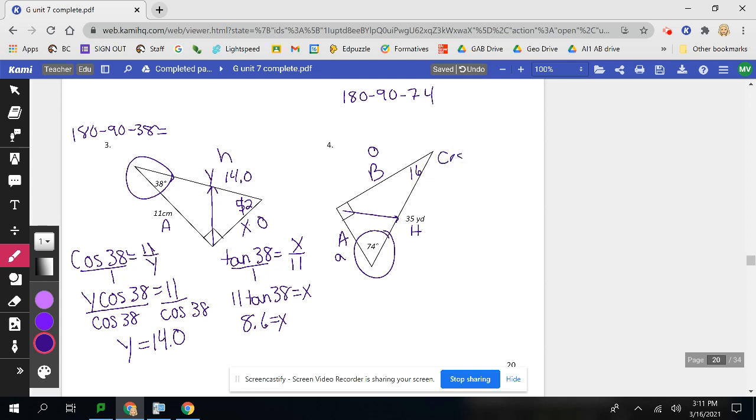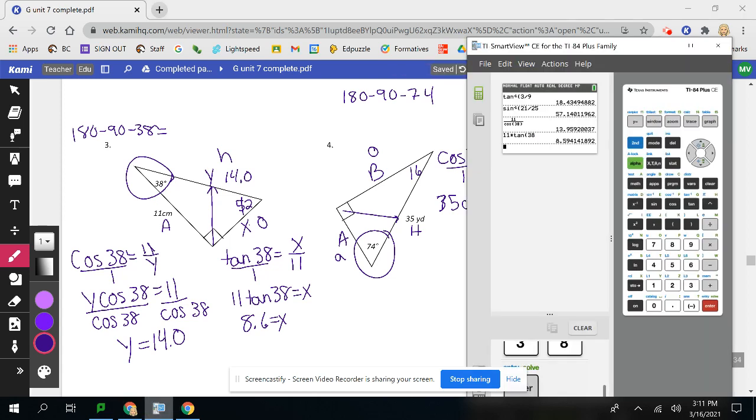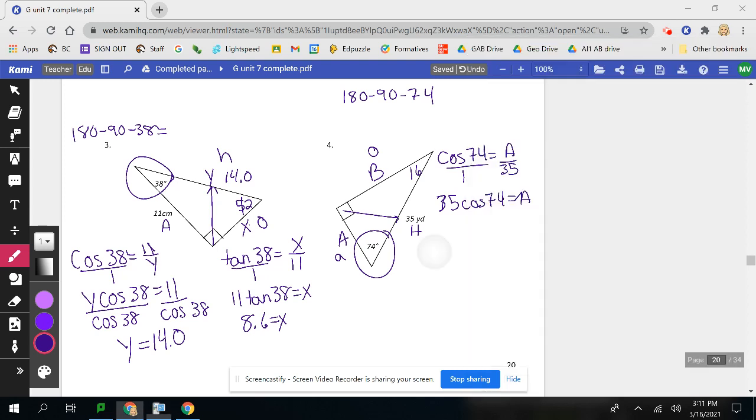So to find A, I'm going to use cosine. So it's cosine of 74 equals A over 35. Put cosine of 74 over 1. I cross multiply. So it's 35 cosine of 74 equals A. And I do that on my calculator. Which gives me to the nearest tenth, 9.6.